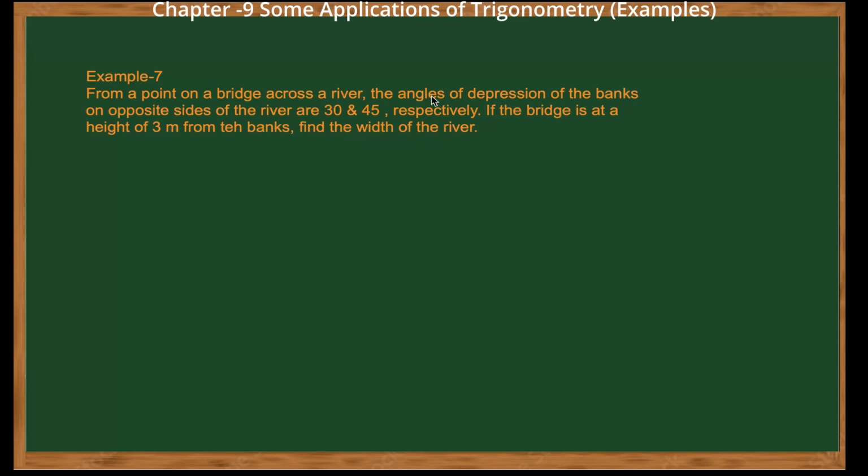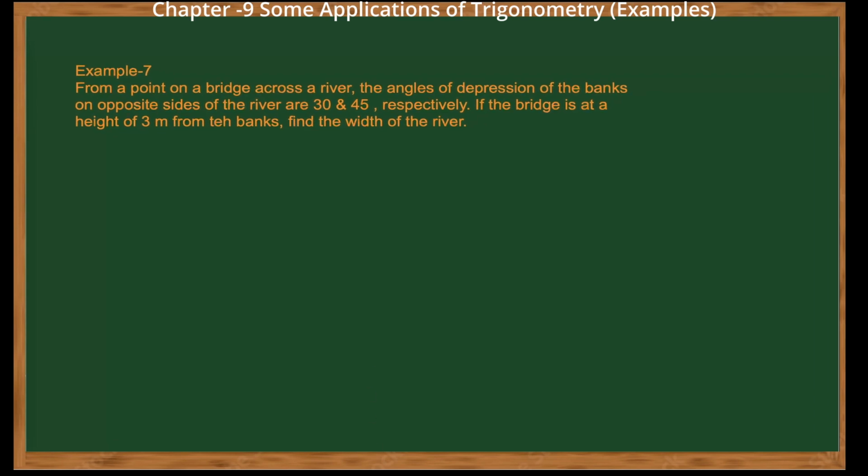So you are at a bridge, standing at a bridge, looking down, so that means depression angle. The depression angle of the banks on opposite sides. Assume that you're standing here, this is the bridge, and you have a river. Let's take a line here, starting from here. So this is our river, and on top we are standing.